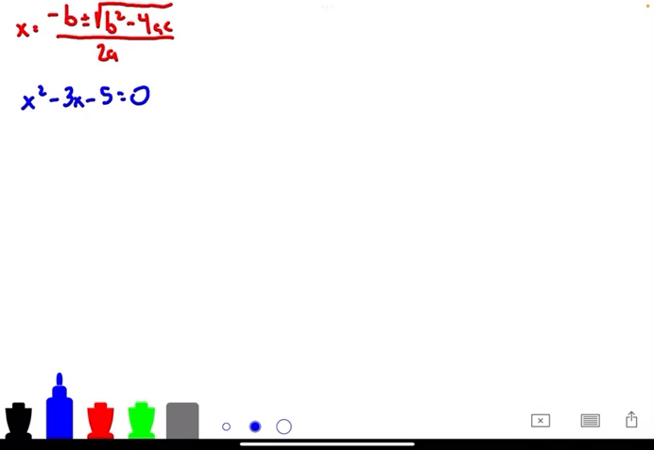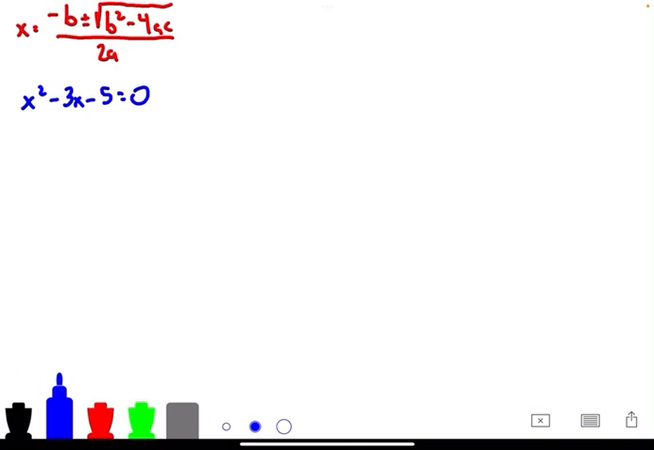So I listed the quadratic formula above. It's x is equal to negative b plus or minus the square root of b squared minus 4ac, all over 2a. This can be used with any quadratic equation, but it's particularly useful when you can't factor or you're having a lot of trouble with the factoring. So now let's take a look.